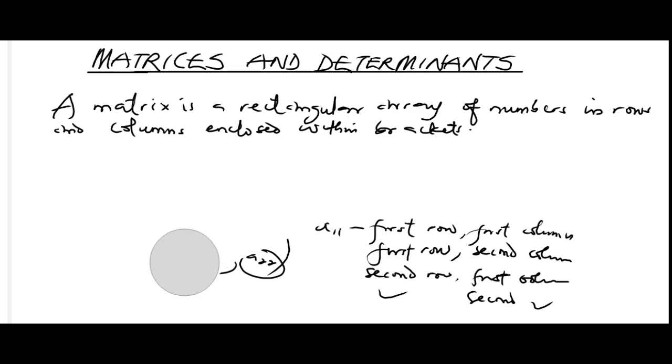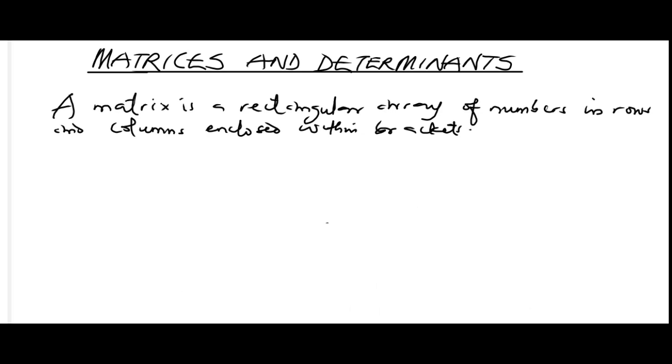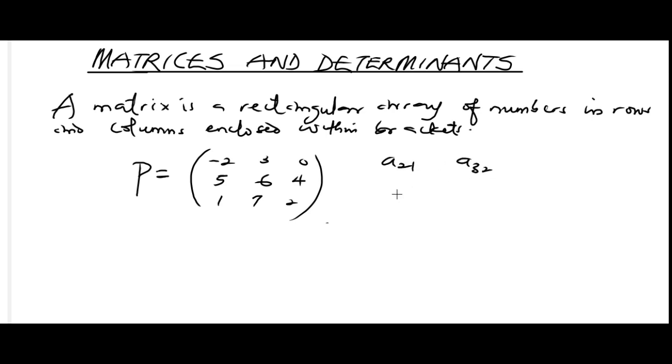For instance, look at this example. If we have matrix P to be -2, 3, 0, 5, 6, 4, 1, 7, 2, this is a matrix. Now, if you are told to find out A21, A32, A23, A33.